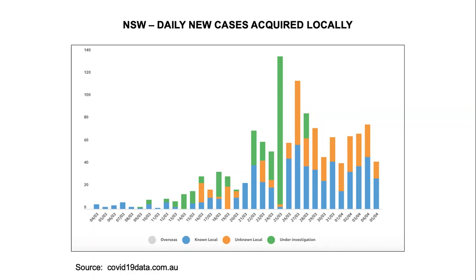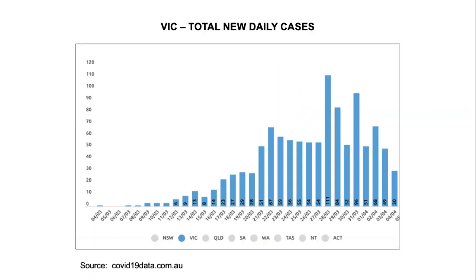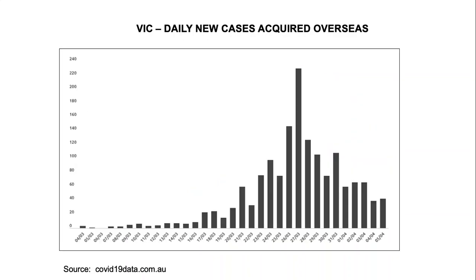Let's have a look at this for Victoria. So we'll look at the same three charts again. So this is the total number of cases. Once again, it peaked in late March. It's been coming down reasonably consistently ever since. Let's look at the overseas acquired cases. That's this chart here. Same situation. It's peaked. Clearly that's come down, down to the point where it's not quite at zero, but close to zero. And if the trend continues, it will get down to zero. So that's all good news.